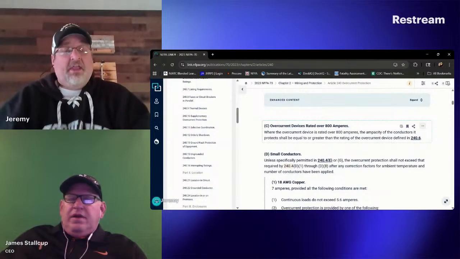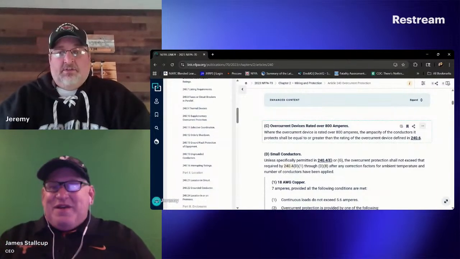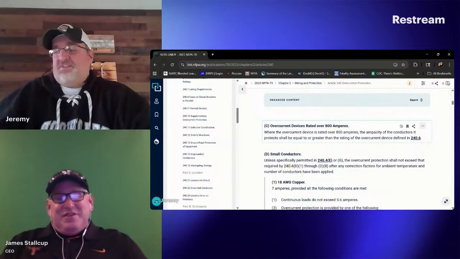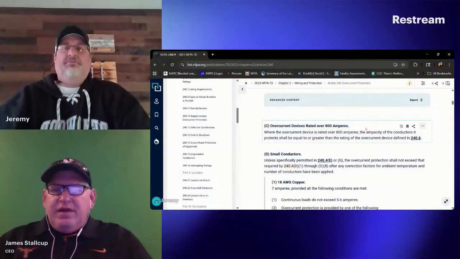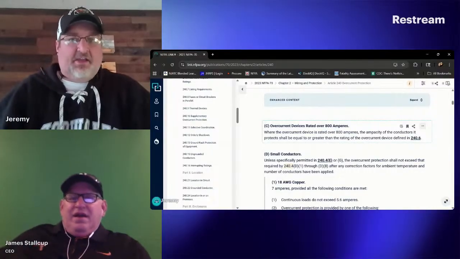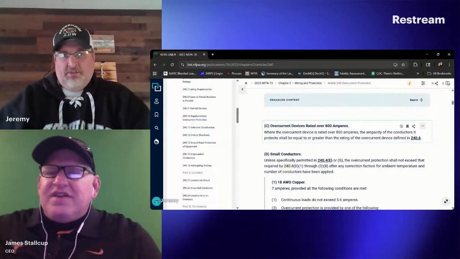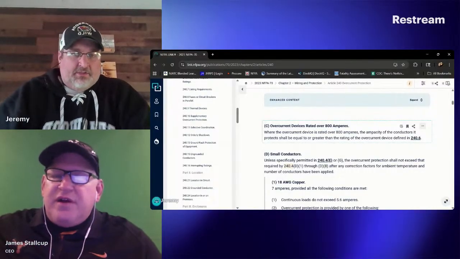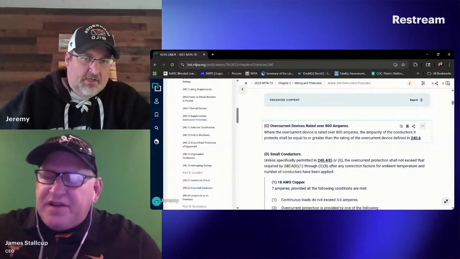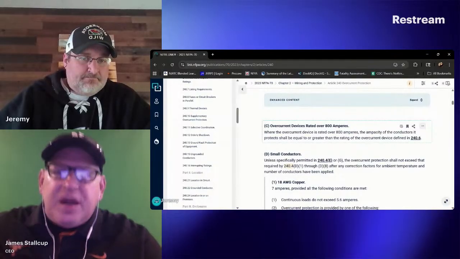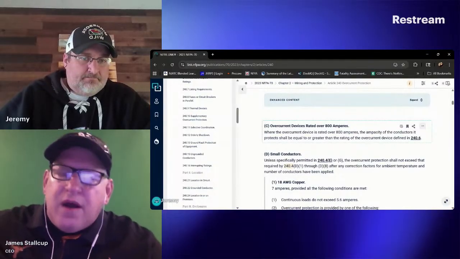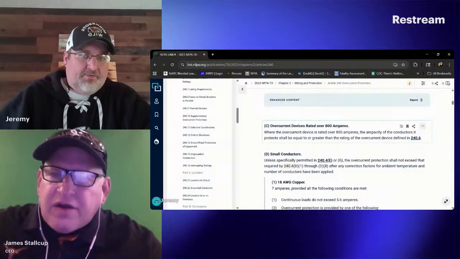All it says is it can't exceed that. Wow. Show me where it says in 240.4C that I have to drop down to that standard size. Okay, listen. It says where the overcurrent device is rated over 800 amps, pay attention, the ampacity of the conductors it protects shall be equal to or greater than what? The rating of the overcurrent device.